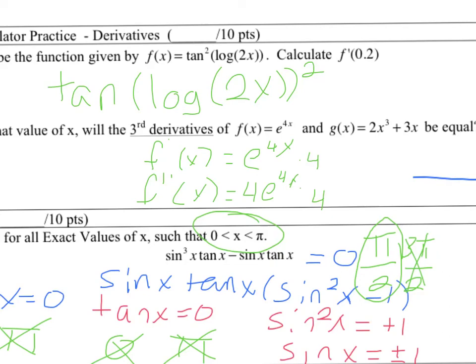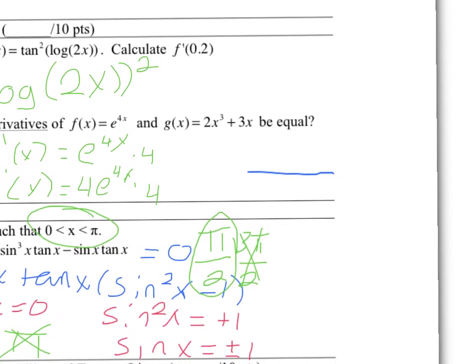And the derivatives of our polynomial would be first derivative 6x squared plus 3. Second derivative 12x. Third derivative is 12. So I'm looking for somewhere that 12 and the third derivative of e to the 4x are equal. I can use the graphing utility and find their intersection.